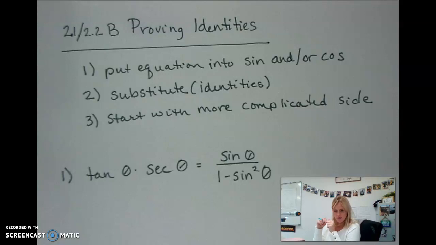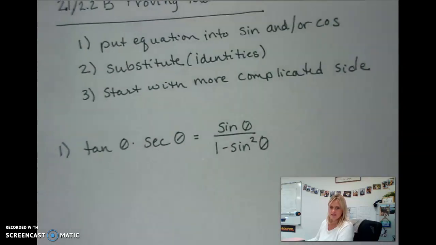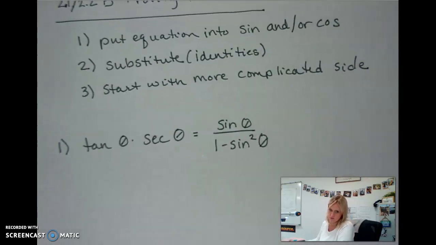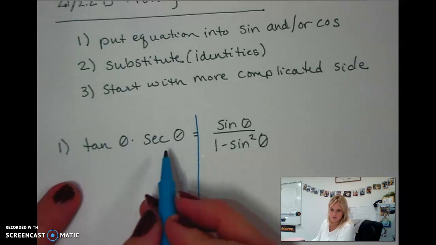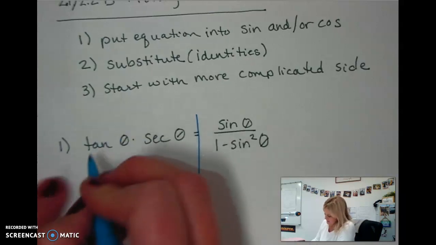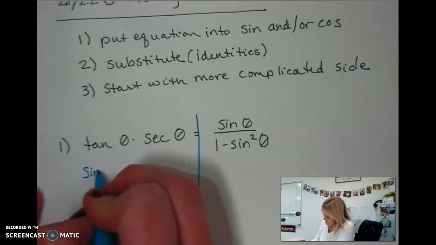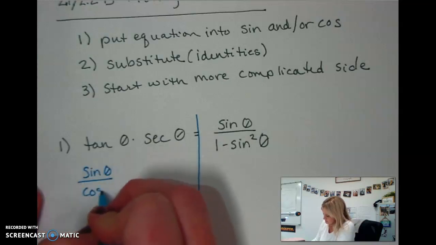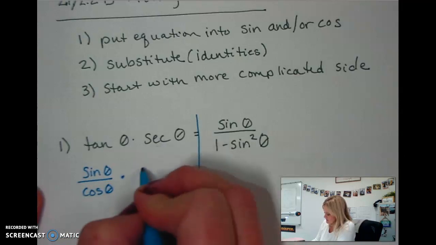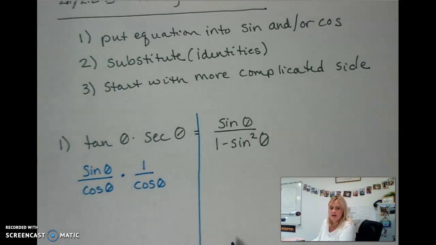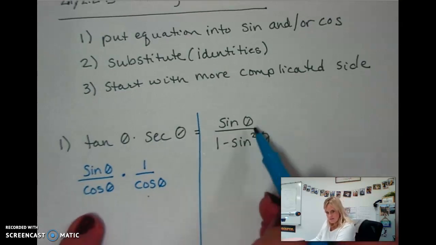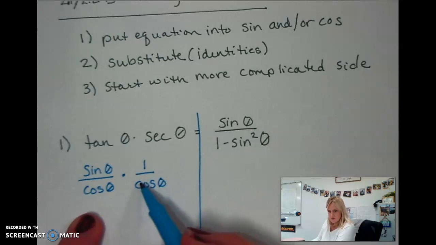So if I try and do this one, okay, if I'm going to go by the guidelines of put everything into sine or cosine, then I'm actually going to look at this side because I do not see sine or cosine at all. So I know that tangent is the same as sine over cosine, and I know that secant is the same as 1 over cosine. Now, use this side to guide this side. What do I still need?